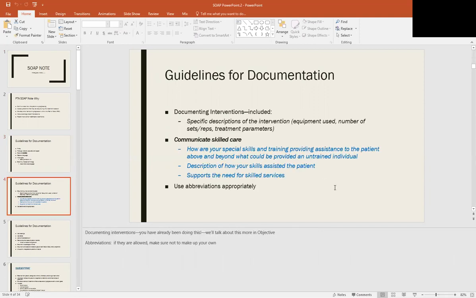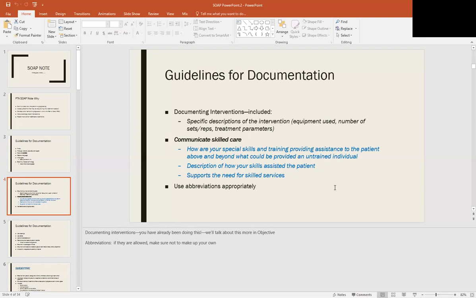Okay, more guidelines for documentation. When you do intervention, and we'll get into this a little bit more, you want to include the equipment used, the number of sets and reps, and the treatment parameters. And then you guys have heard this a lot. You want to communicate skilled care. So how are your special skills and training providing assistance to the patient above and beyond what could be provided by an untrained individual? You want a description of how your skills assisted the patient, and you want your documentation to support the need for skilled services.